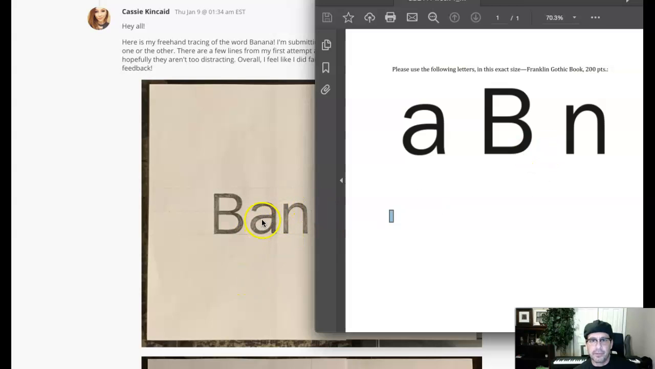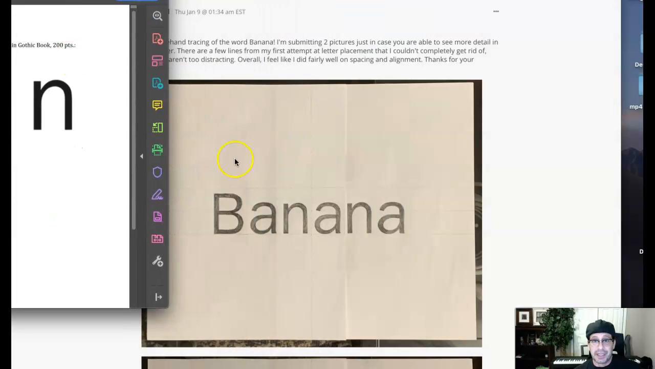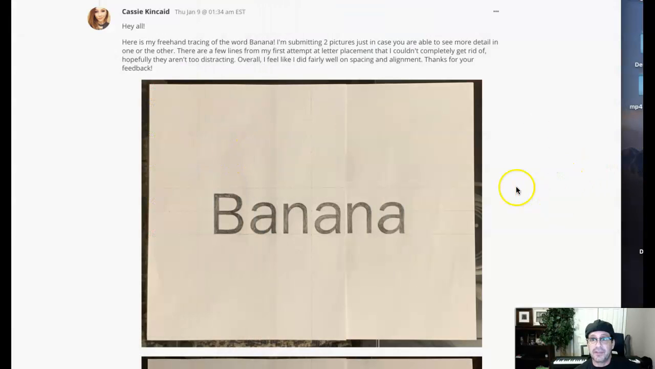Beautiful work. Even your uppercase B, the closed counter in the uppercase B second story is smaller than the closed counter on the first story of your uppercase B. So you are really, really paying attention here. I'm super impressed, Cassie. Nice work.